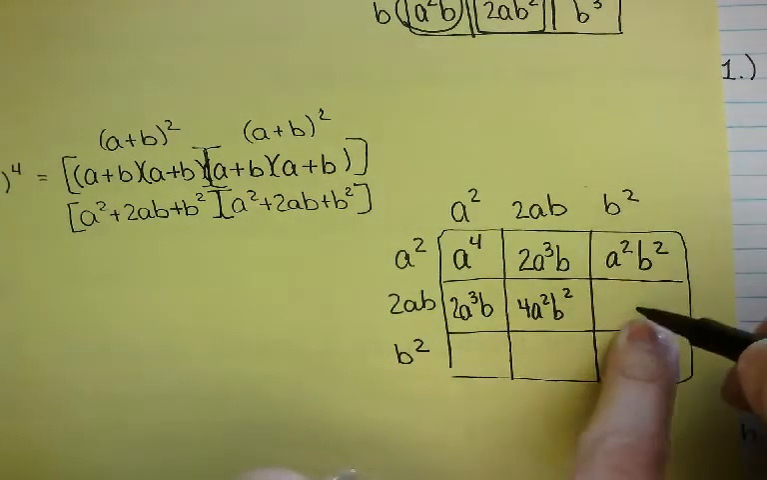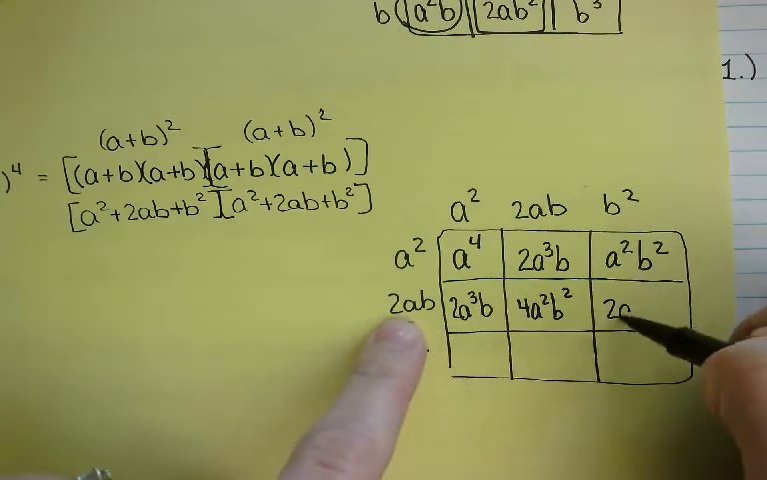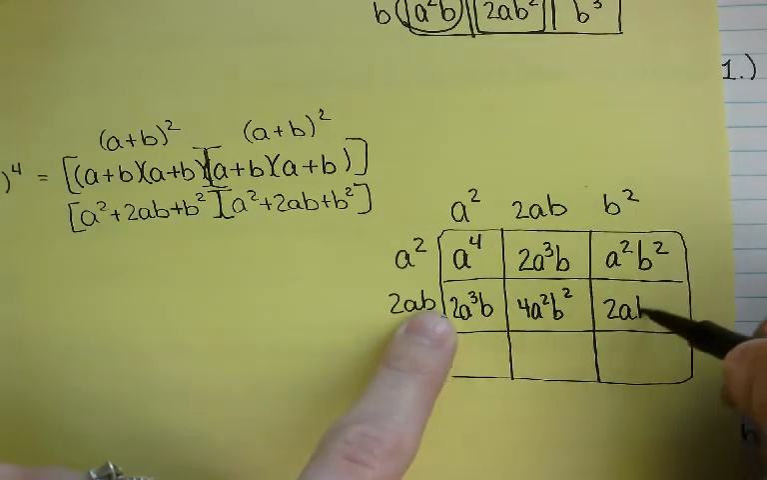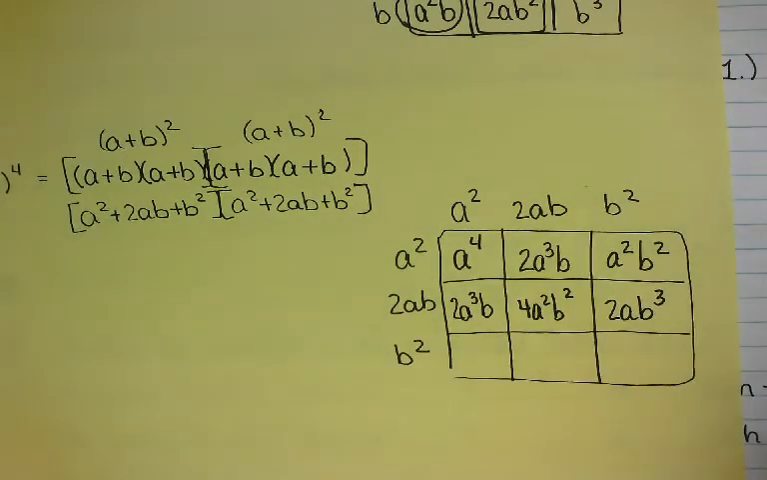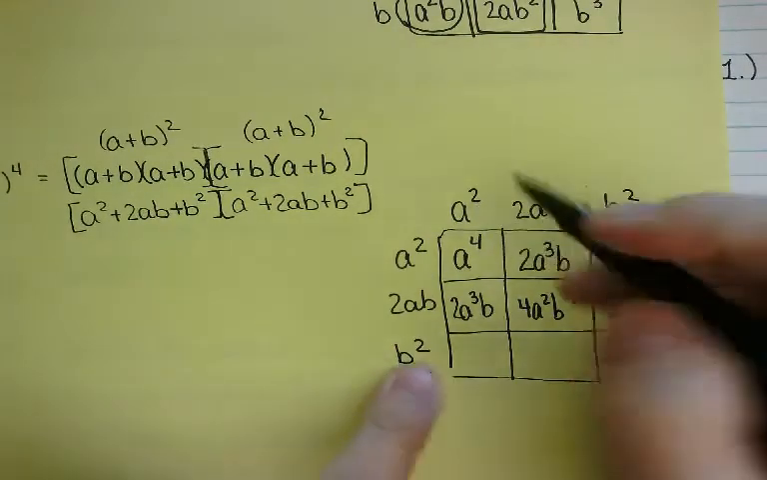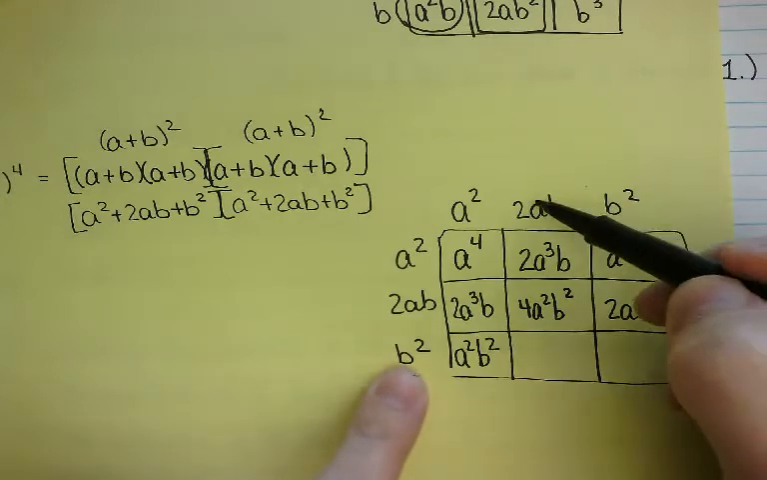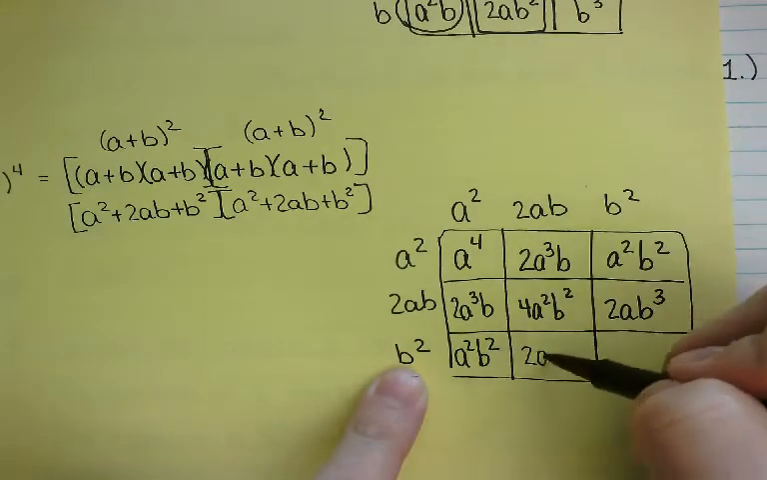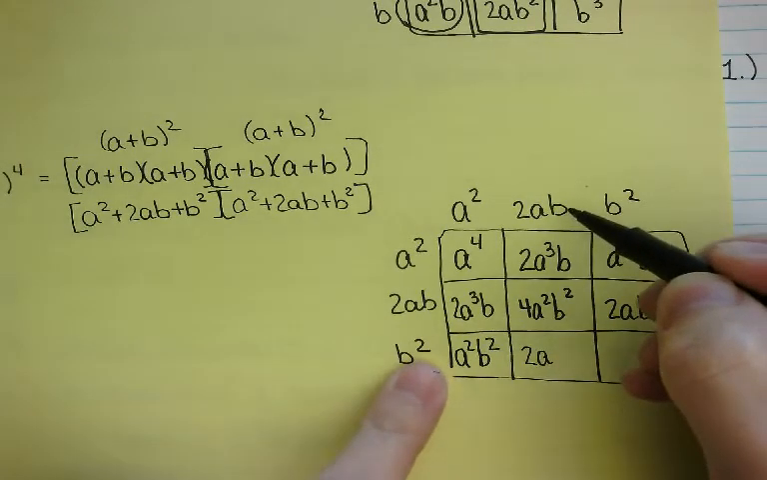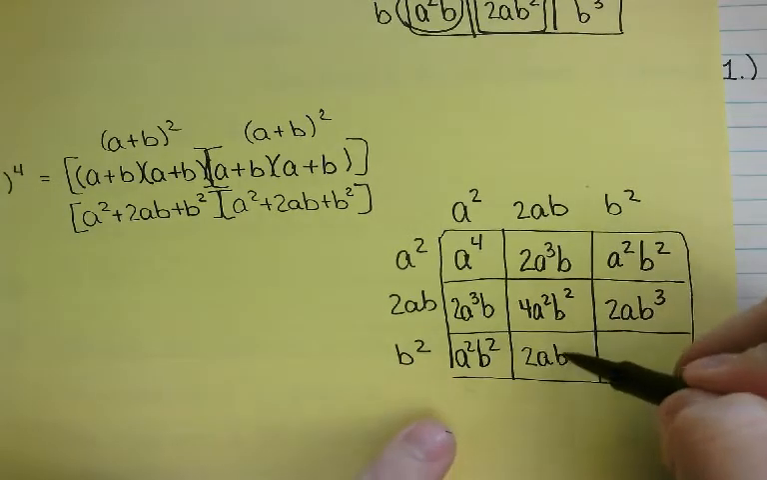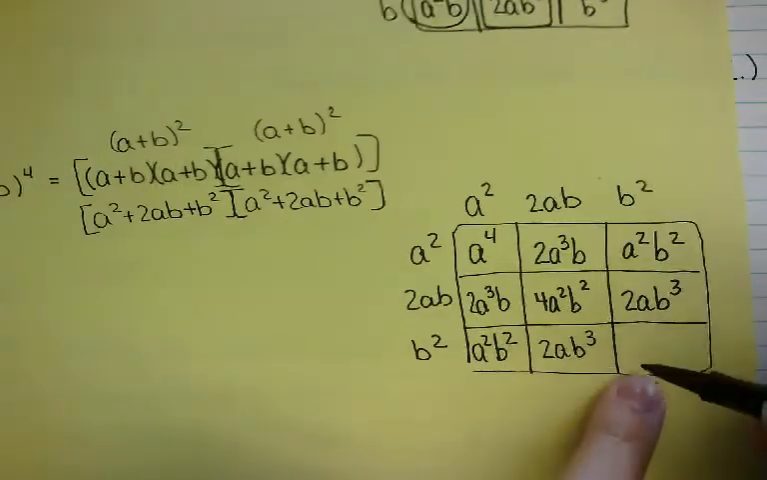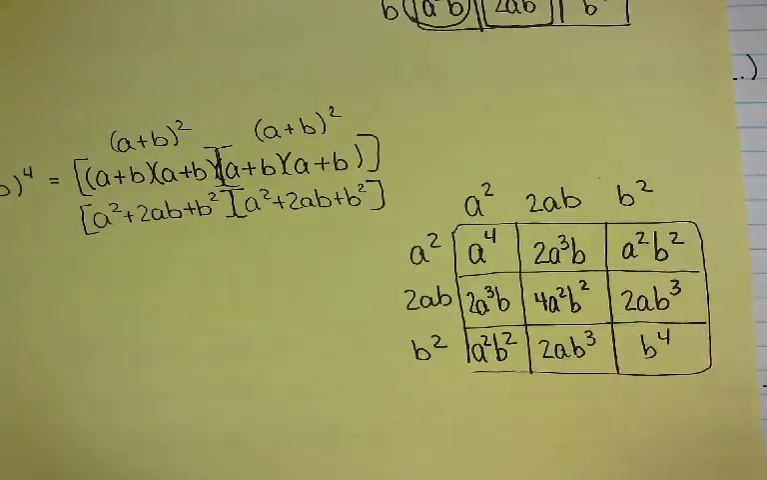Multiplying this and this one together, I'm going to have the 2, the a, and I have 3 b's. Looking here, I've got the a squared b squared. Looking at this one, I've got a 2, I have an a, and then I've got 2 and a b, so that gives me 3 of them. B squared times b squared is a b to the fourth.